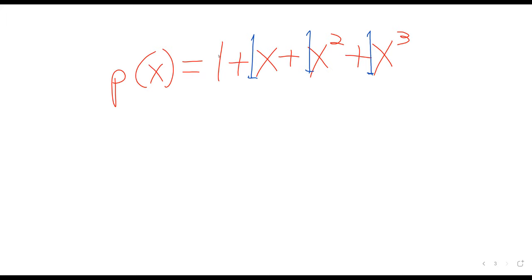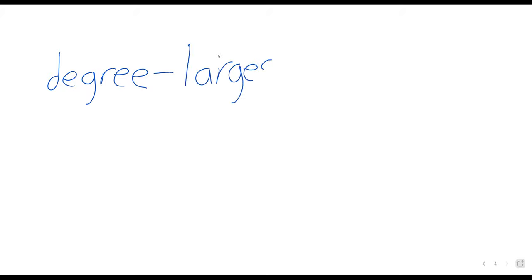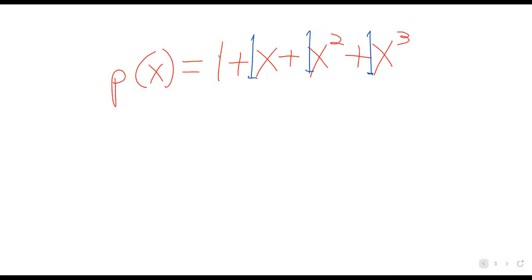Let's start by stating some starting definitions that will get us started with this topic. And the first, and probably the most important definition, is the degree. And the degree is just the largest power that appears in the polynomial. Looking at our example so far, we have x raised to the first, second, and third power. 3 is the largest of those numbers. It's a degree 3 polynomial.